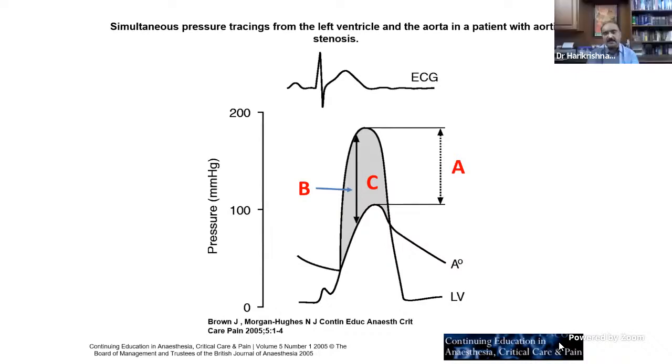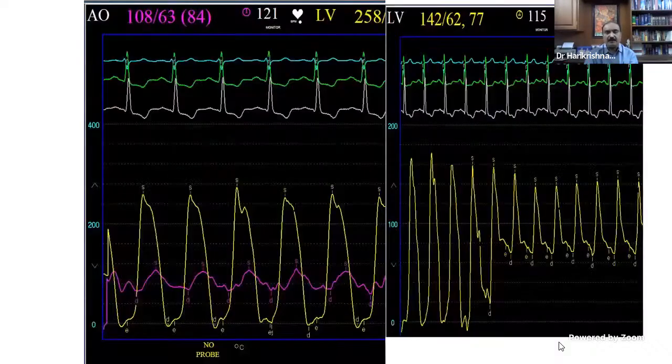Peak instantaneous gradient you will obtain during echo. That is usually more than the peak-to-peak gradient. And what is C? Mean gradient, sir. Mean gradient, that you calculate by the pressure tracing in the cath lab, by counting those squares. Okay.